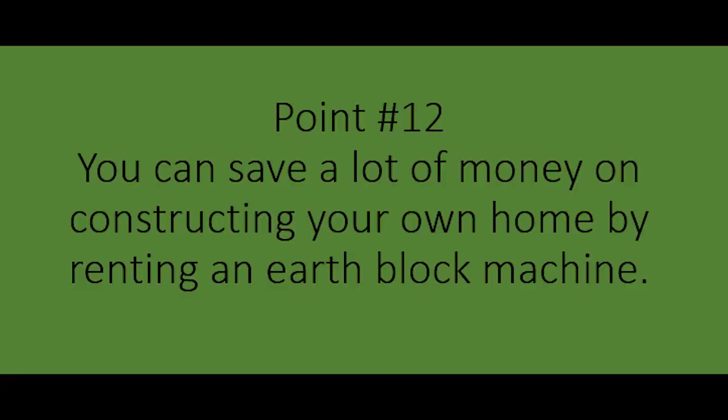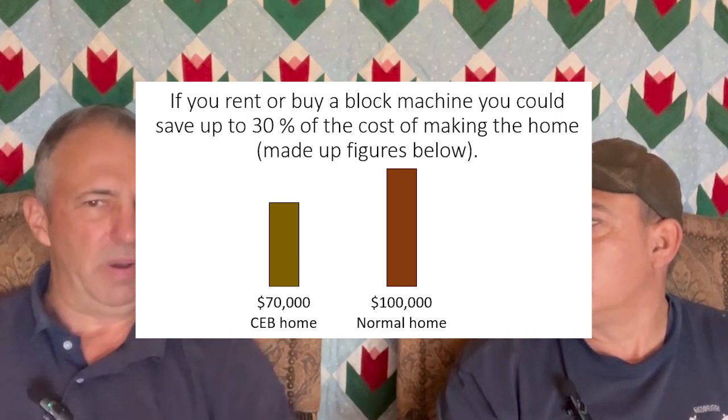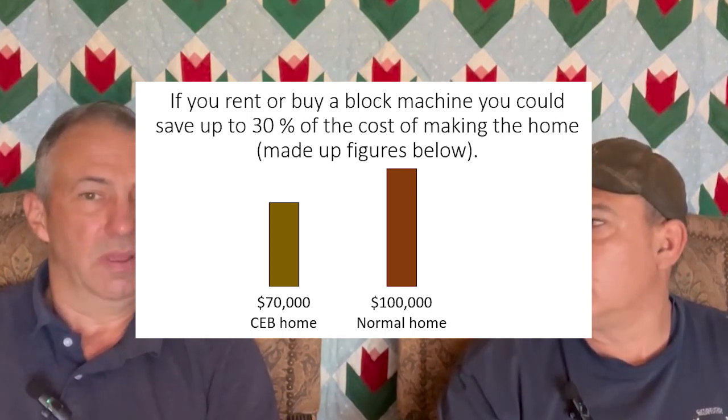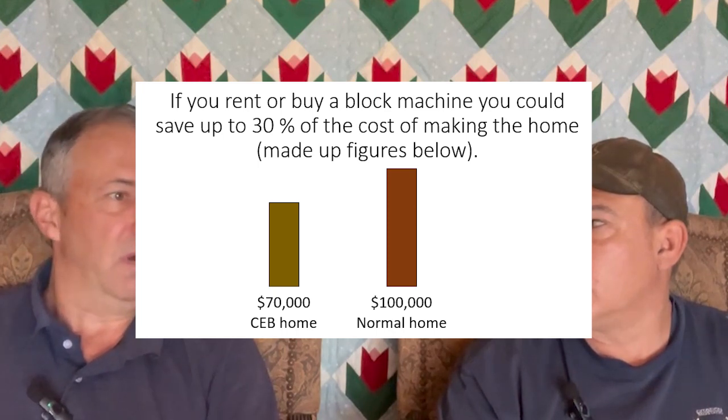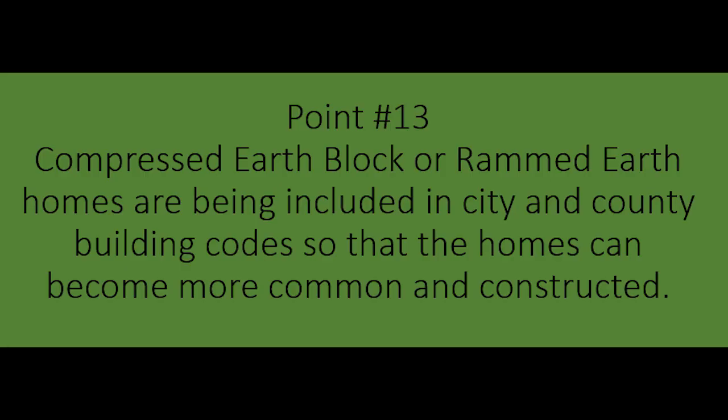Point number 12. You can save a lot of money on constructing your own home by renting an earth block machine. So if you do it on your own and rent a machine or you buy a machine, then you're talking about maybe saving 30% on your cost over other premium building materials that would be similar. You may be way under that. And so you might save a lot of money doing that if you're going to build a whole house out of it.